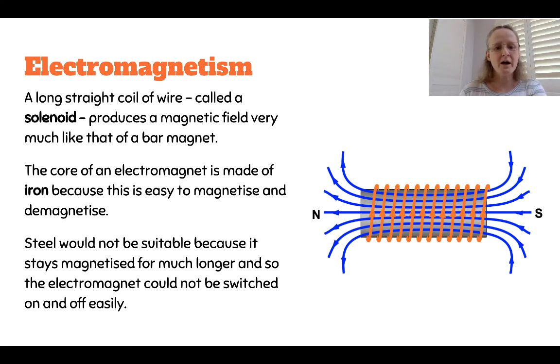It works well with iron because iron will magnetize and demagnetize quickly under the action of the electric current. Other metals like steel would not work so well because they tend to hold their magnetized nature for a little bit longer.